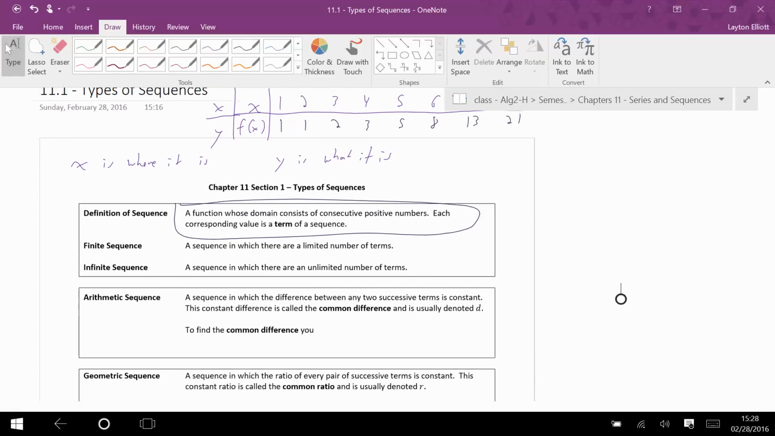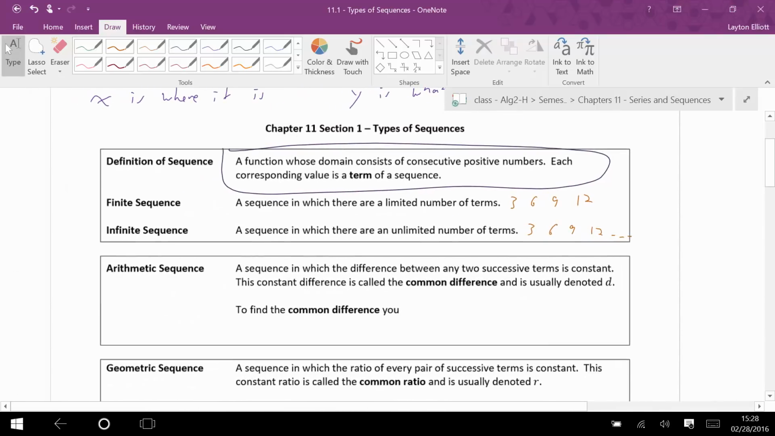Now, two kinds of sequences. You can have a finite sequence in which there are a limited number of terms. So the sequence 3, 6, 9, 12 is a finite sequence, and an infinite sequence where there are an unlimited number of terms. So I can make that sequence up above become unlimited just by putting a dot dot dot at the end, and that means that that pattern is going to continue forever.